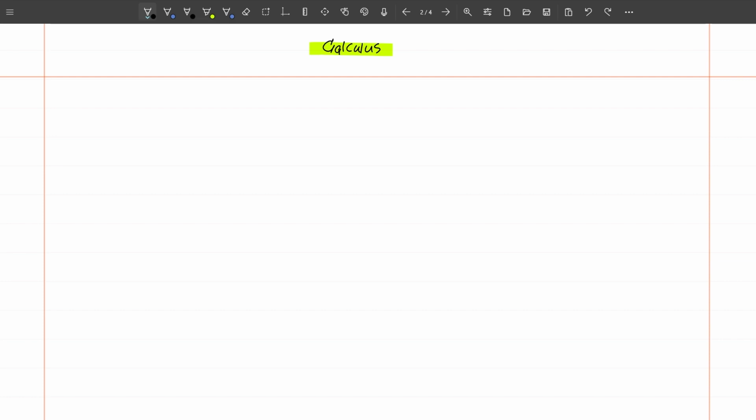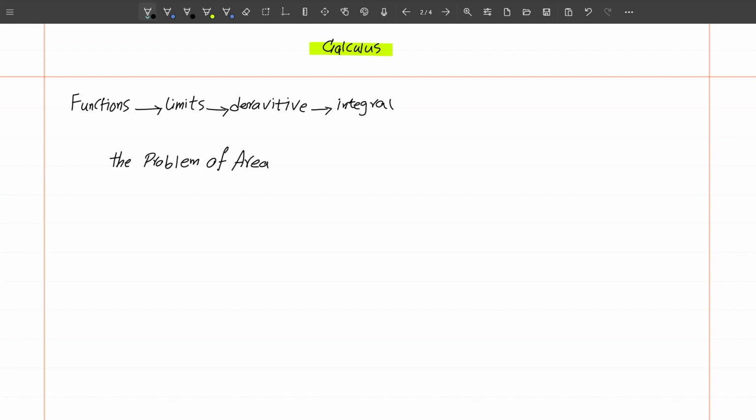So we start calculus by introducing the concept of functions. We continue by learning about the concept of limits, and then we introduce a derivative until we reach the integral. And basically, calculus aims to solve two main problems: the problem of area and the problem of the tangent line.